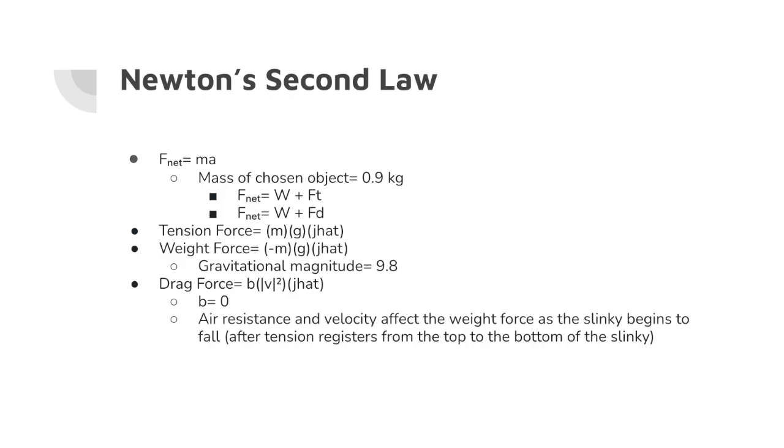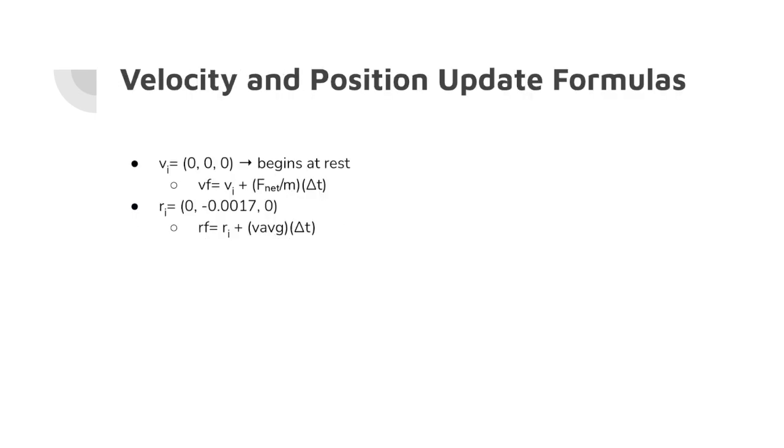During the second portion of the model, the change in tension registers with the bottom of the slinky, so the slinky falls downward, meaning that the drag force is now equal to B, the drag constant, times velocity squared times j hat. We also utilized the velocity and position update formulas in this lab.